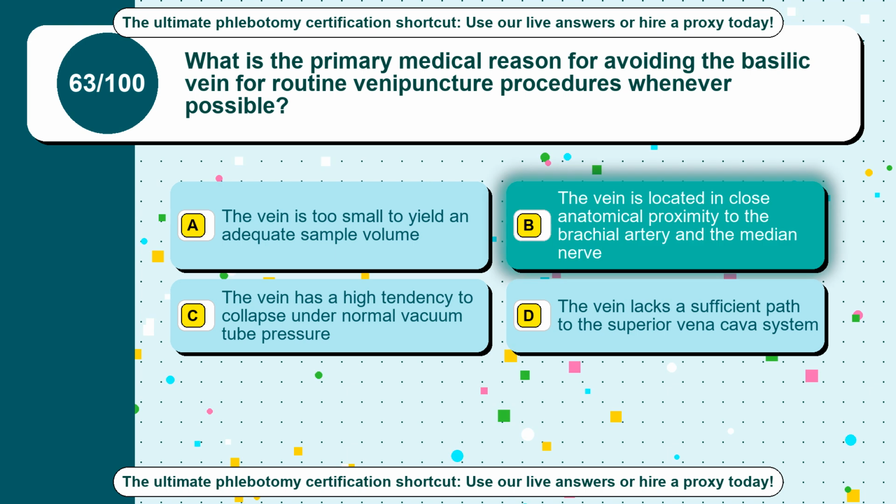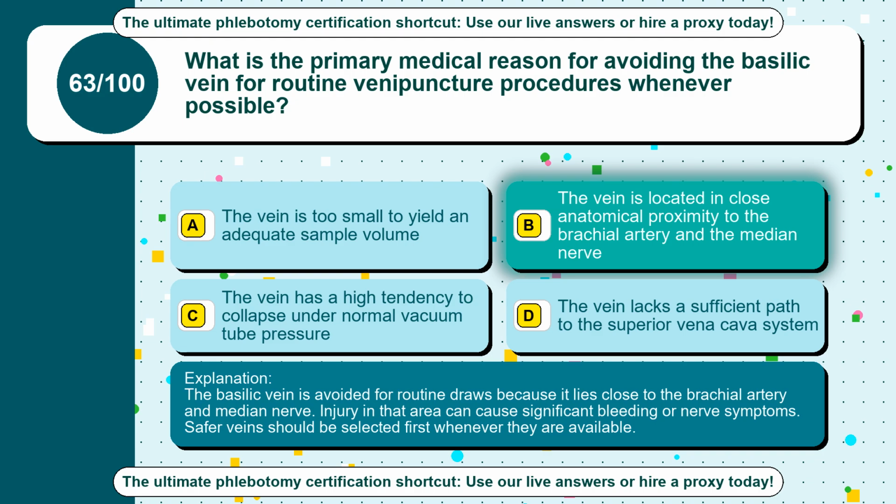The correct answer is option B. The vein is located in close anatomical proximity to the brachial artery and the median nerve. The basilic vein is avoided for routine draws because it lies close to the brachial artery and median nerve. Injury in that area can cause significant bleeding or nerve symptoms. Safer veins should be selected first whenever they are available.